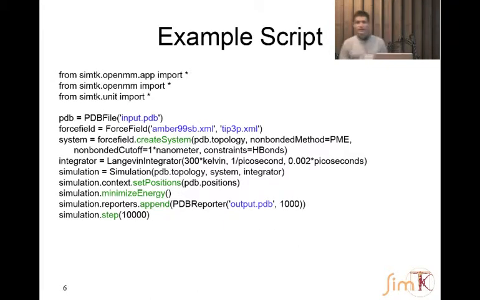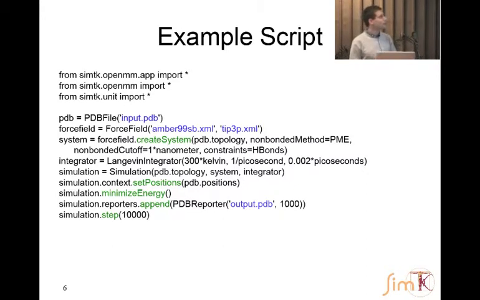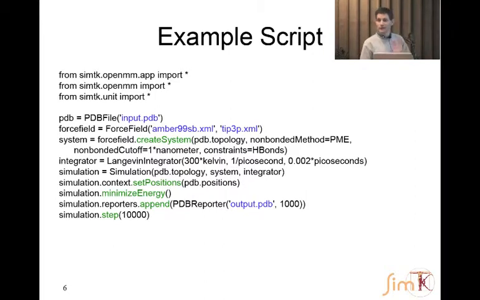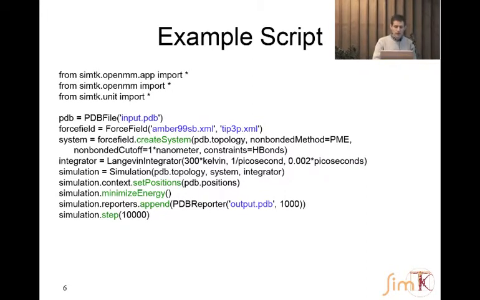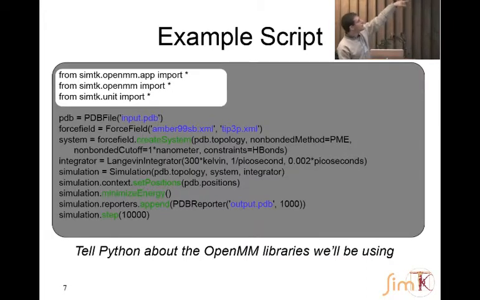So here is an example of a complete script, a complete molecular dynamics application written in OpenMM. This whole thing is 12 lines of code, and this does a lot. I'm going to walk you through this whole script now and show you line by line exactly what it's doing, and you'll see how easy it would be to take the script and modify it to do whatever you need it to do.